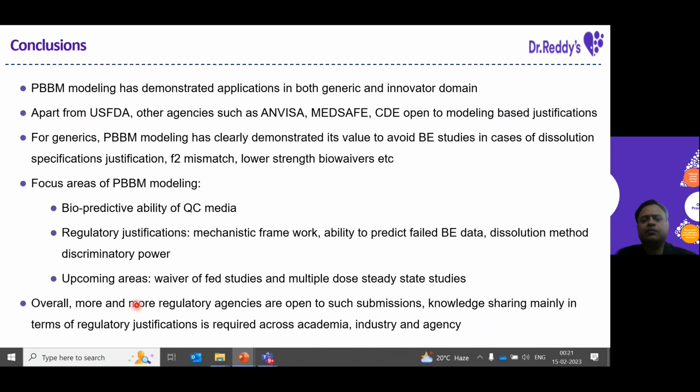Overall, as we see, this approach is getting a lot of attention, and more regulatory agencies are open to such submissions. But the key point is that knowledge sharing amongst different regulatory agencies, academia, as well as industry is a must.